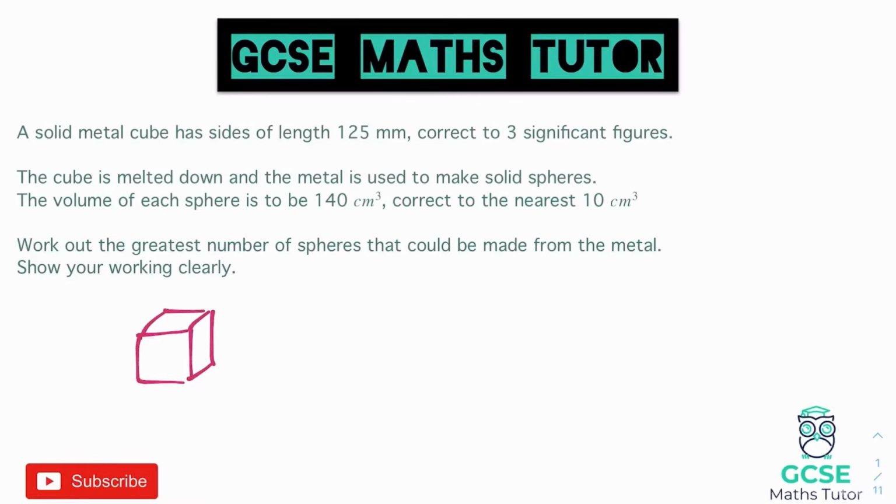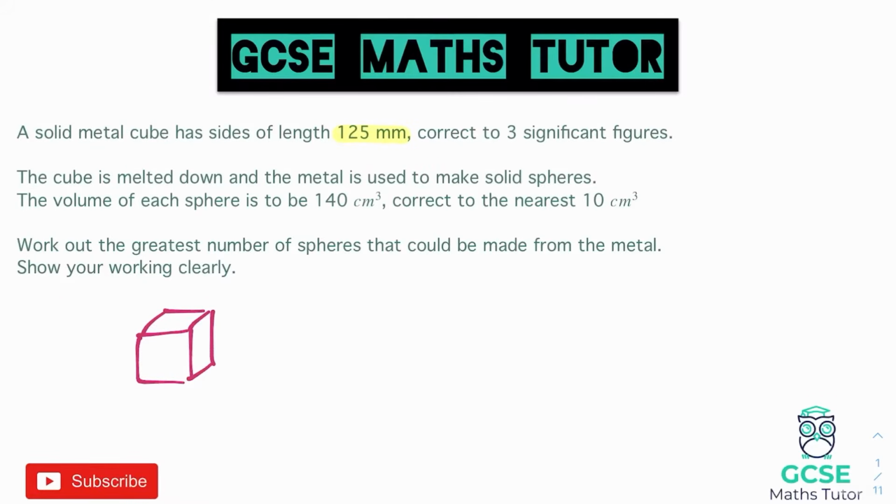Now thinking about the logic of this question, the greatest number of spheres would come if we had the largest possible cube and we made the smallest possible spheres. So what we're going to do is work out what's the biggest possible cube that we could have there, and what is the smallest possible sphere that we could make, and that's going to give us our greatest number.